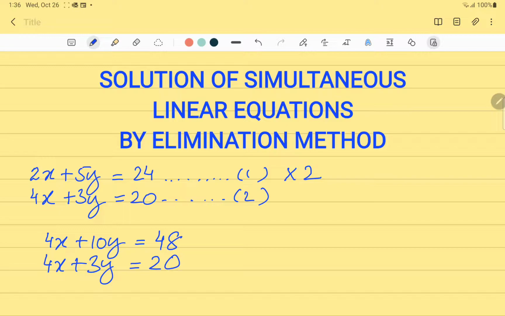Okay, now we will subtract these equations. So when we are subtracting, the signs will be reversed. Plus will become minus, plus will become minus, and here also plus, it will become minus. 4x will cancel with minus 4x. So 10 minus 3 is 7. And 48 minus 20 is 28.